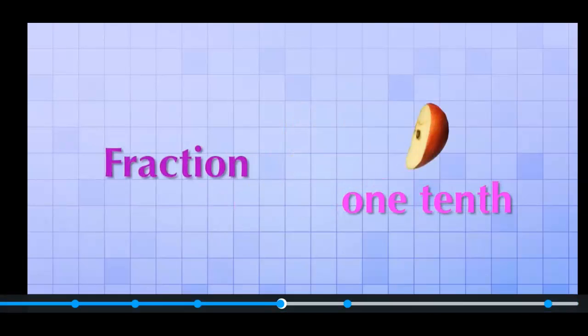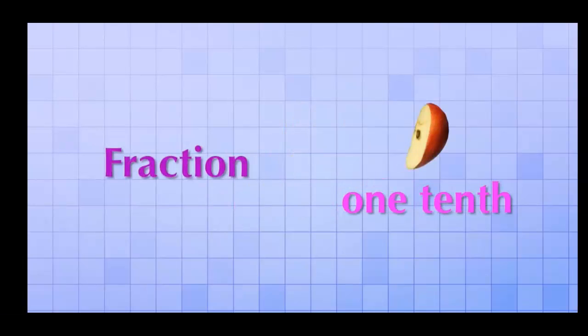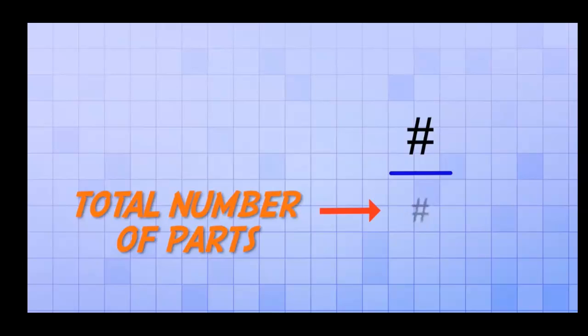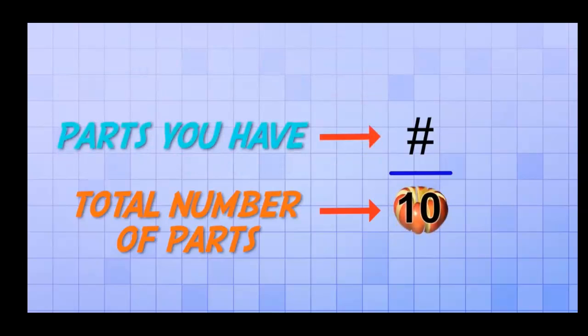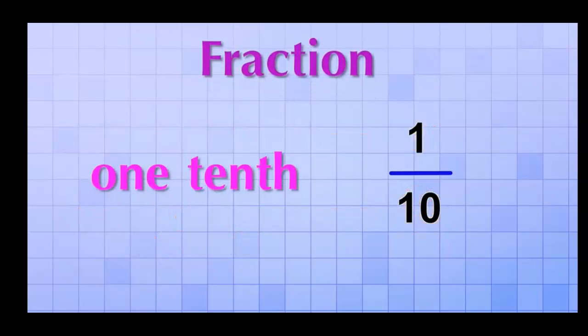1/10 is what we call a fraction. And fractions are written using a special notation that has two numbers with a line between them. The number on the bottom tells how many equal parts a whole amount is divided into, and the top number tells you how many of those parts you have. So the fraction 1/10 is written like this: 1 over 10.